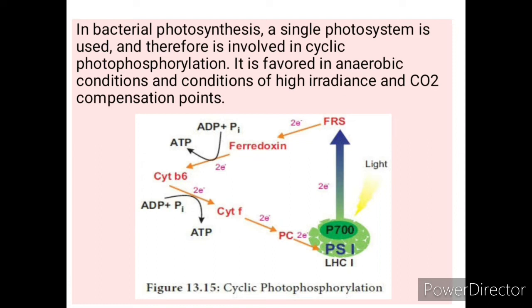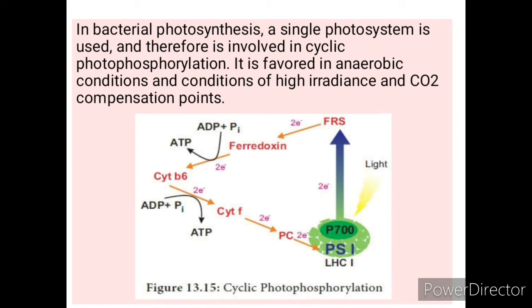In this diagram you can see the PS first, that is photosystem first, which brings about the cyclic photophosphorylation, and it has the LHC first, that is the light harvesting complex. In this complex we have all the accessory and essential pigments that are responsible for cyclic photophosphorylation. It has chlorophyll A as a reaction center, which absorbs light of 700 nanometer wavelength. That's why it is indicated by the number, that is P700.